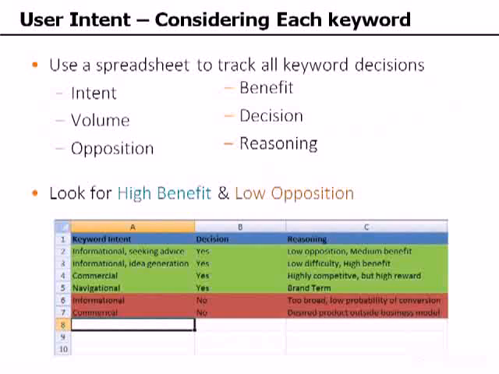This is where we're going to record the intent of the keywords, the volume of the keywords, the reasoning, the notes on why we may or may not be using a certain keyword. But what we're ultimately looking for is low opposition and high benefit. And as you get further and further through the spreadsheet, it'll start to make a lot of sense which phrases are informational, what people are searching for, and what the intention of those searches are.